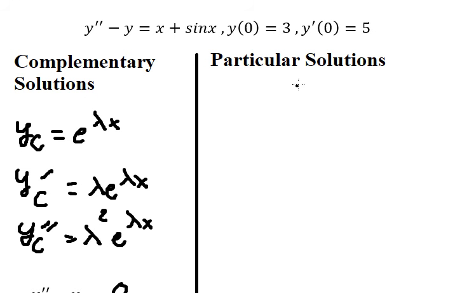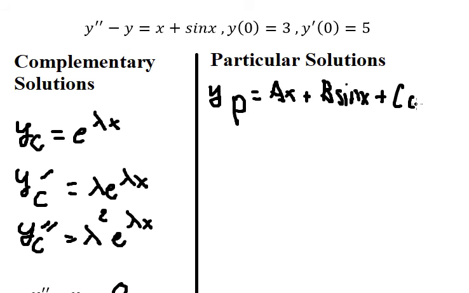Now let's go to particular solutions. We can see that we have s and sine s. So I will put yb, that is a s plus b sine s plus c cosine s.